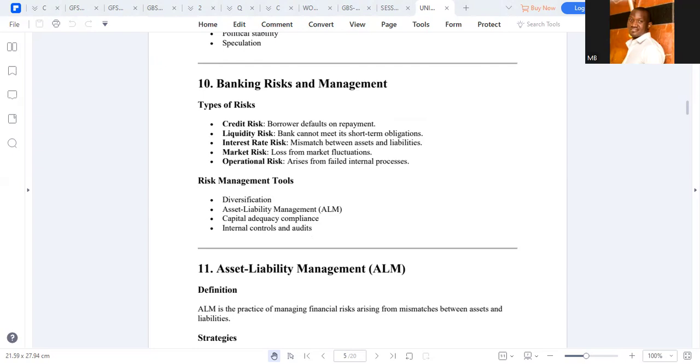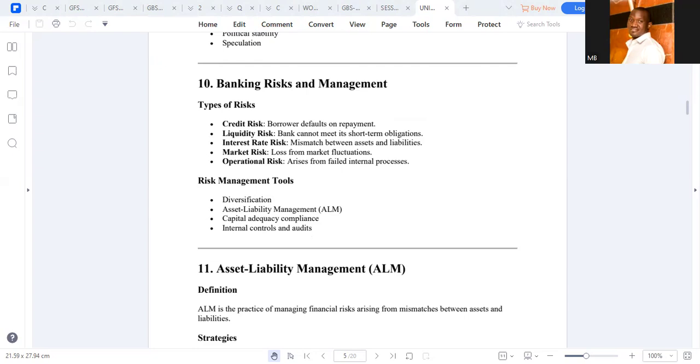Diversification is just spreading exposure to reduce concentration of risk. Asset liability management, you're monitoring and aligning asset and liability profiles. Capital adequacy compliance, you are maintaining enough capital to absorb losses. Internal controls and audits, this is ongoing monitoring and evaluation.